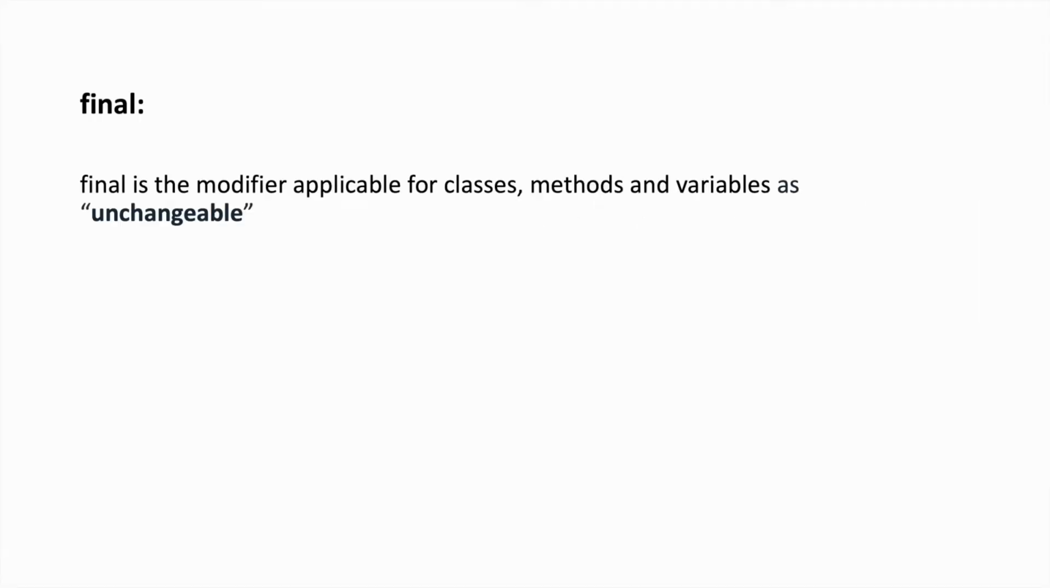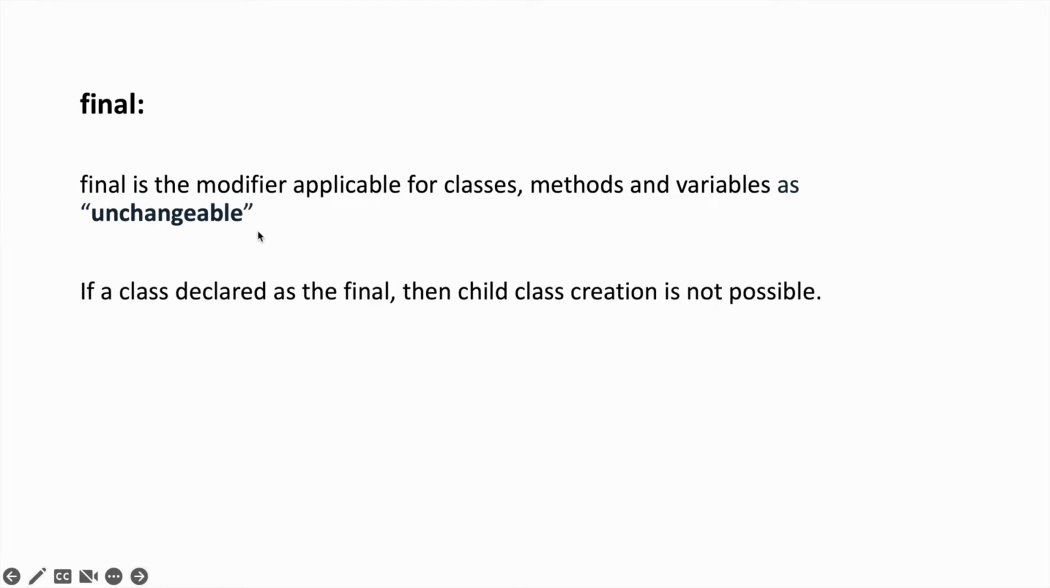Final. Final is a modifier applicable for classes, methods, and variables as unchangeable. That means if you declare a class as final, then child class creation is not possible. That means if we declare a class as final, then we cannot extend that class.